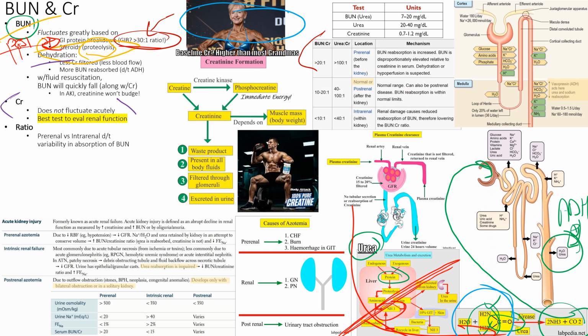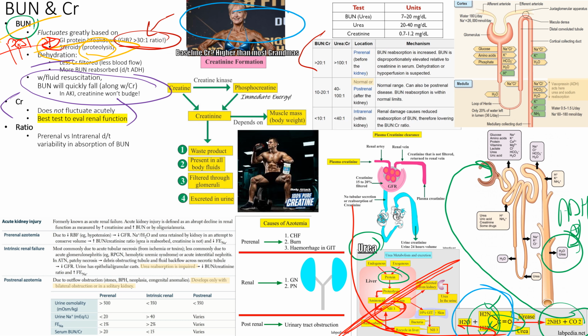Because you said creatinine does not change acutely, but if you have dehydration, you're actually making it more concentrated. When we measure creatinine, we're measuring the concentration of it, not the actual production or the total amount of it. So usually after fluid resuscitation, that's when you can say, oh, that's what their BUN and creatinine are.